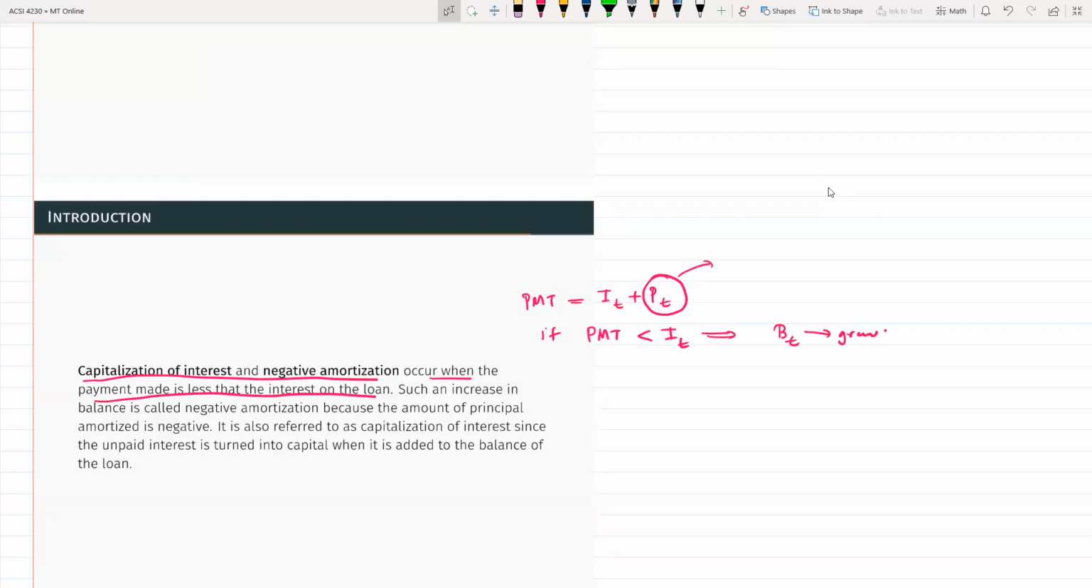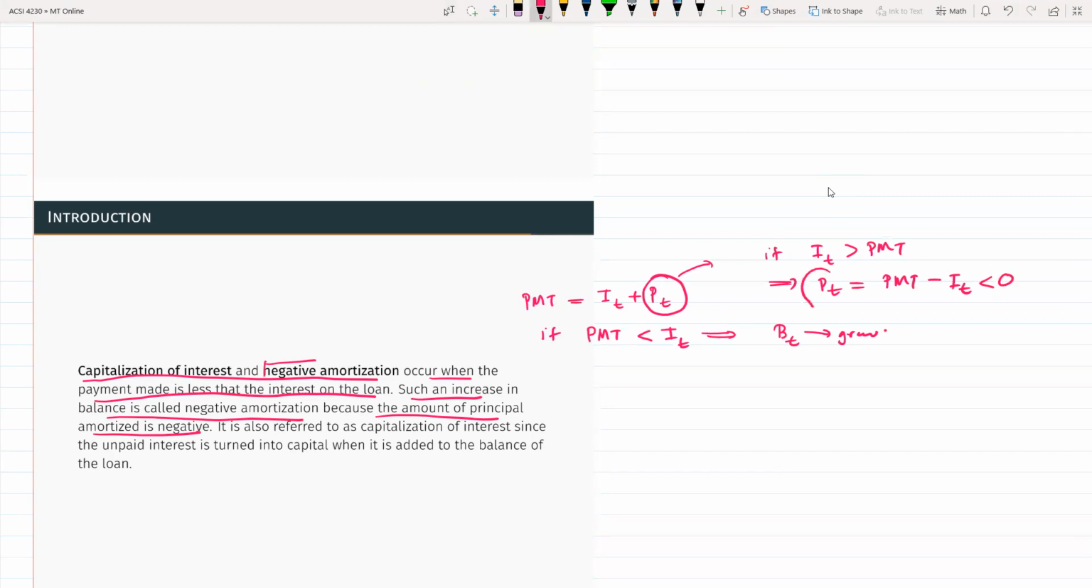Okay, capitalization of interest. Since you are not paying the interest due, the interest will be added to the outstanding balance, so the outstanding balance is going to grow. This is called negative amortization. Such an increase in balance is called negative amortization because the amount of principal amortized is negative. So you can see that here, if IT is bigger than payment, what's going to happen? Then the payment minus IT is going to be negative, since interest due is bigger than the payment we are making.